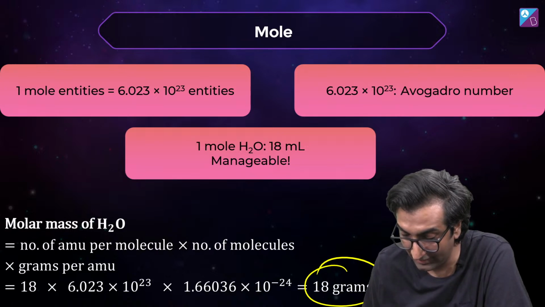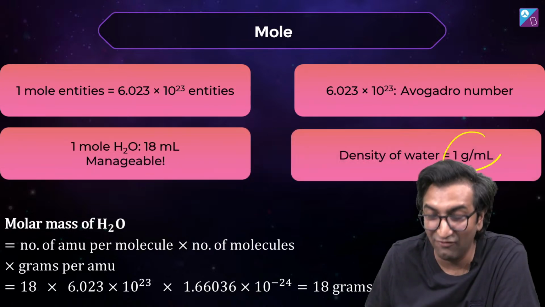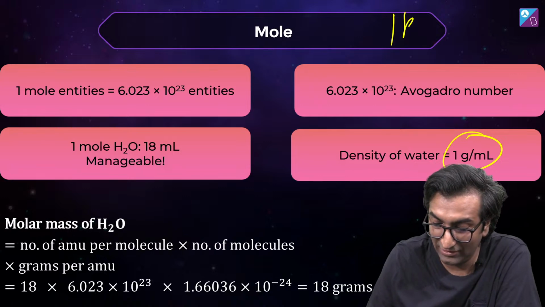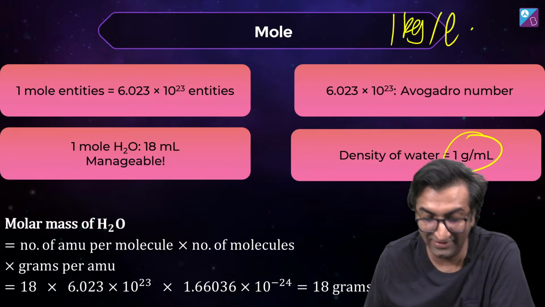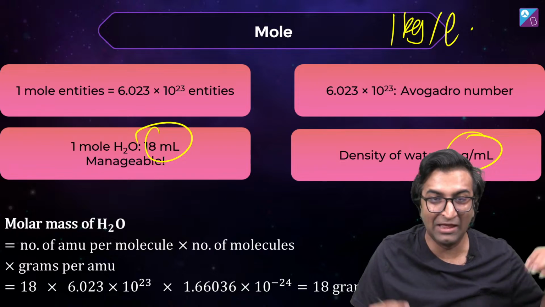Okay. अब क्या करें? Density पानी की क्या है? 1 gram per ml और 1 kilogram per liter. Hence I can say कि देखो 1 mole of पानी is 18 ml.